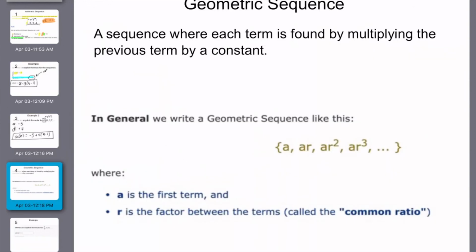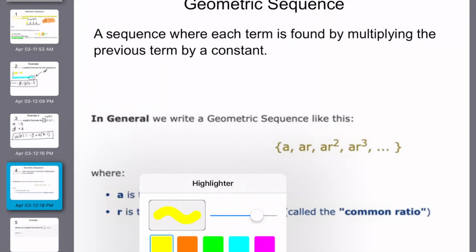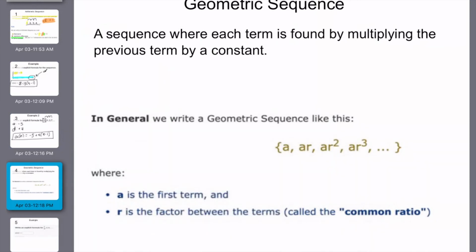A geometric sequence is a sequence where each term is found by multiplying the previous term by a constant. That constant is actually going to be considered as r, which is also known as the common ratio.